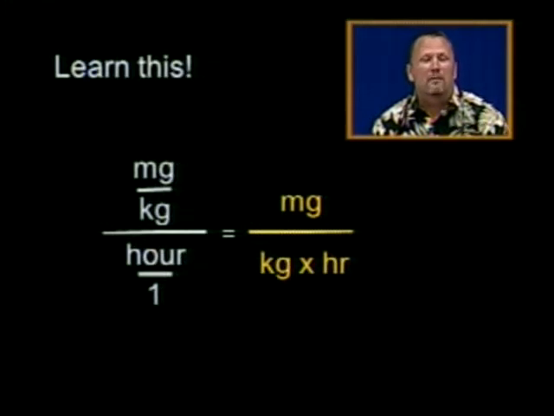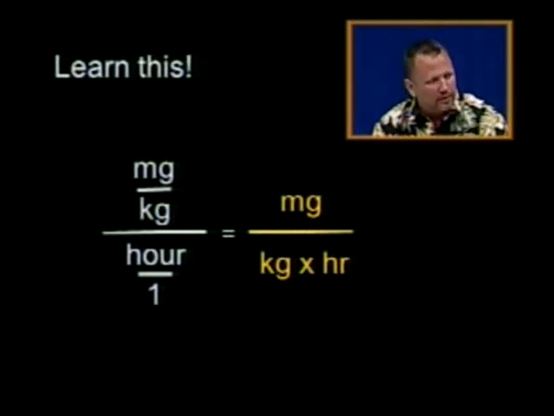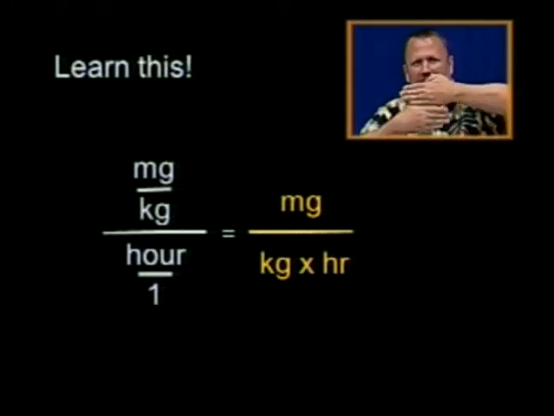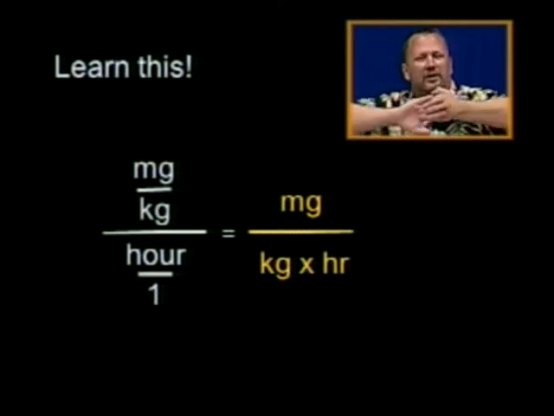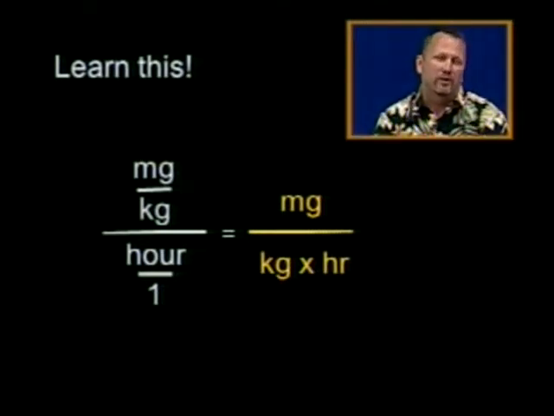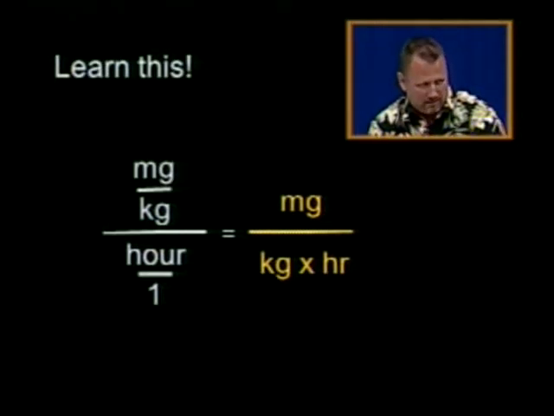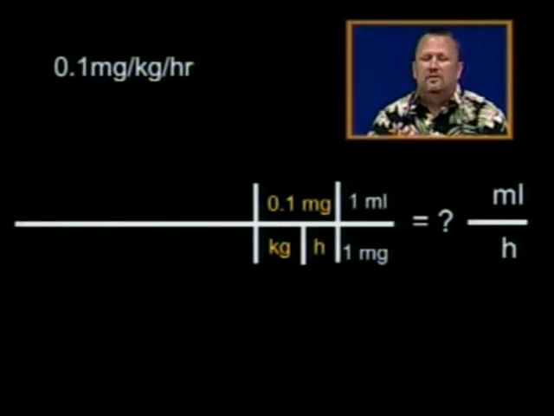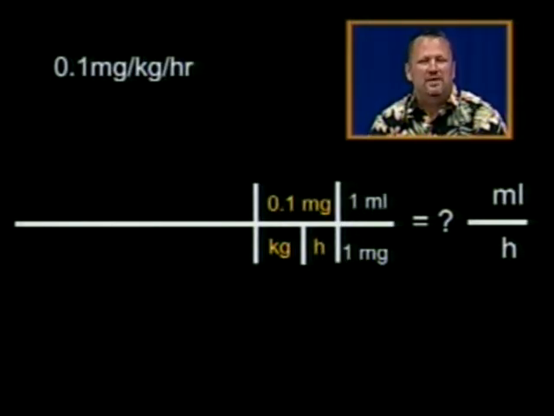So when we have a milligram over a kilogram over an hour, that's the same thing as a milligram per kilogram over an hour over 1. And it'll flip up. And when it does that, we end up with milligrams over kilograms times an hour. Does that make sense? Yep. So that's how 0.1 milligrams over a kilogram times an hour is laid out in this fashion.